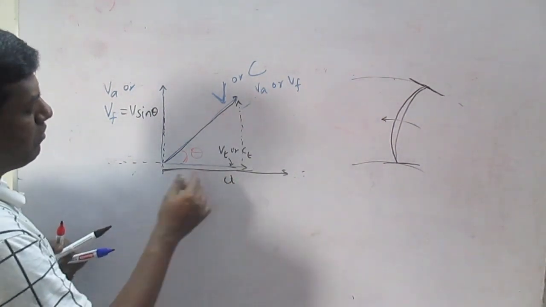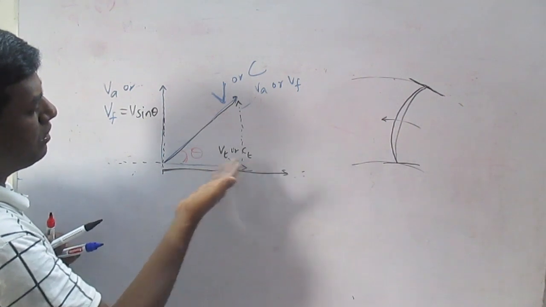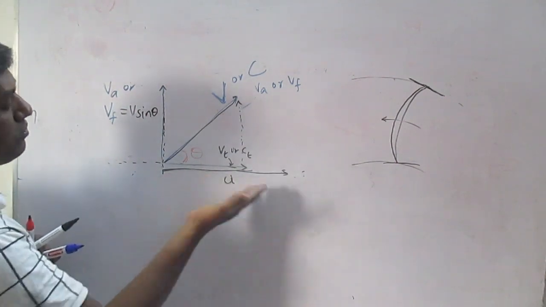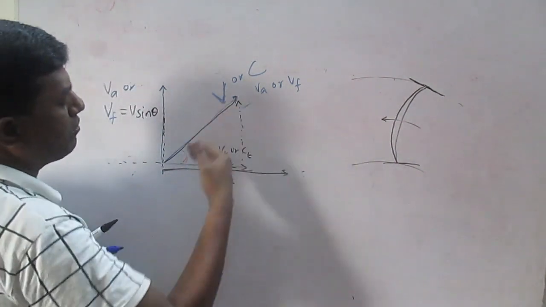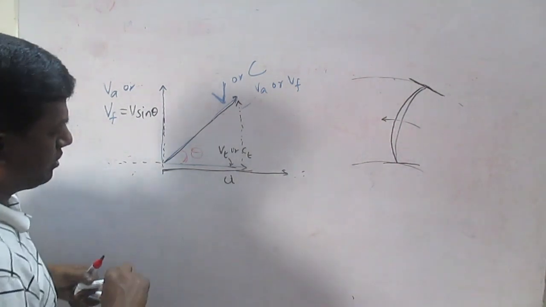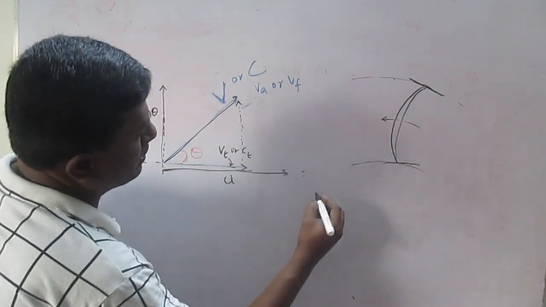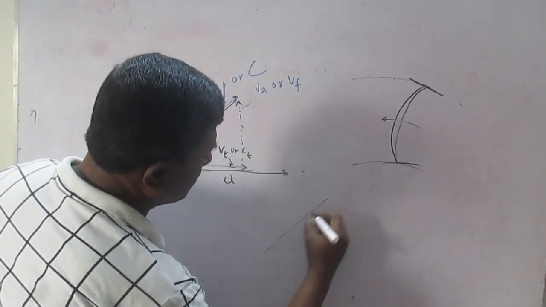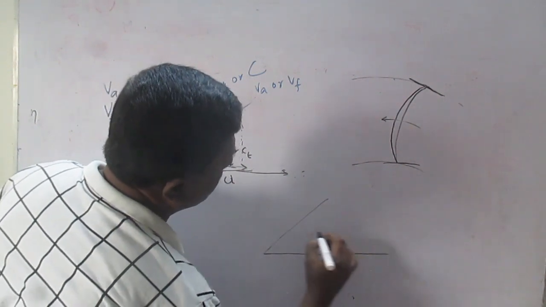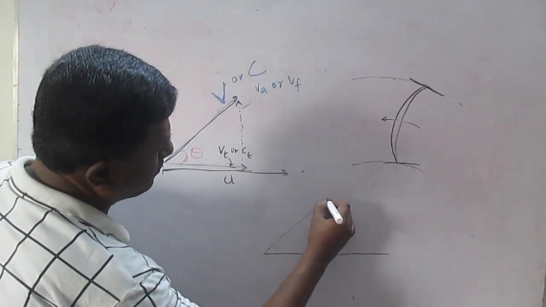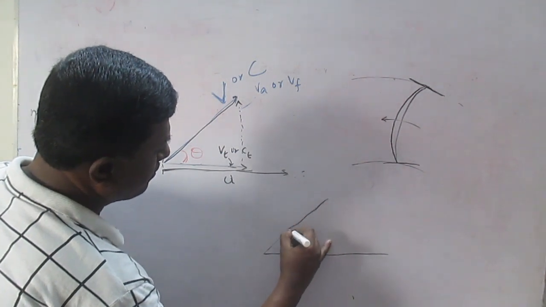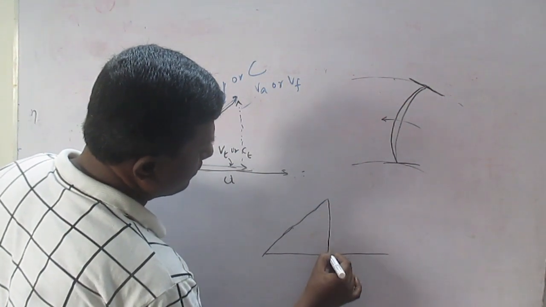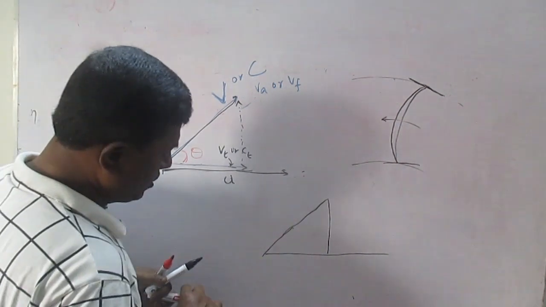Now this tangential component as well as this velocity are both in the same line, both in the horizontal direction only. So now both of them will be joined together, and we can draw the new velocity triangle. It is something like this. I am just drawing the new velocity triangle. This is the resultant of the absolute velocity component.